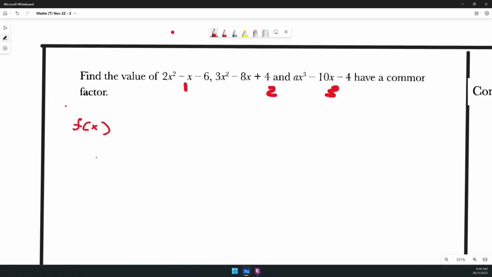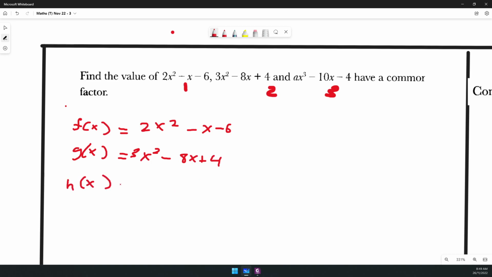Let's say the first one, let's give it f(x). f(x) equals 2x squared minus x minus 6. Second one will be g(x), 3x squared minus 8x plus 4. And finally, let's use h. h(x) equals ax cubed minus 10x minus 4.